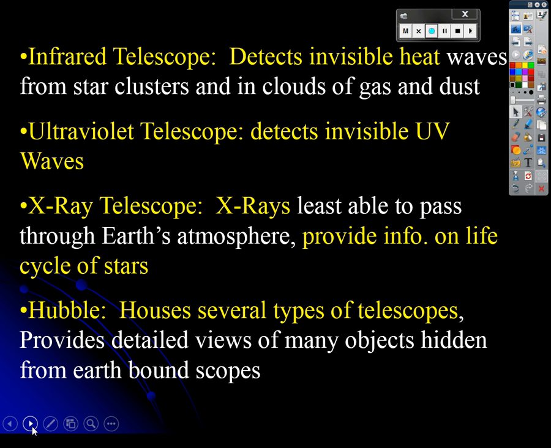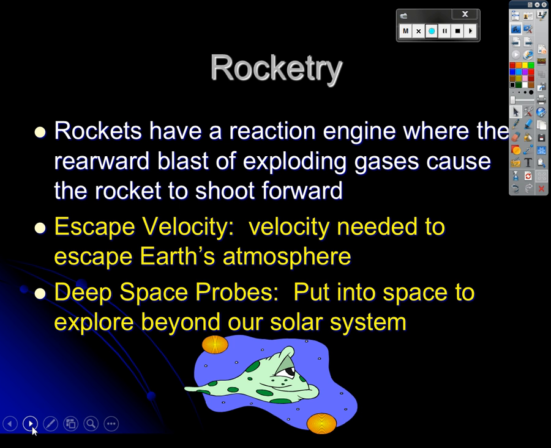And then the Hubble telescope, it is actually in space, and it houses several types of telescopes, and it takes images of objects and puts all of these different types of telescope images together to give you a really detailed image. Okay, rocketry. I don't know why you need to know this, but you do.